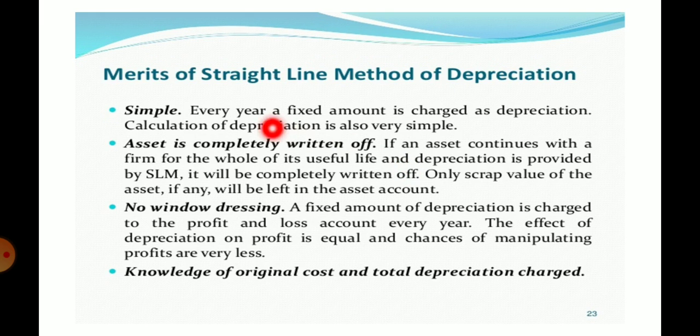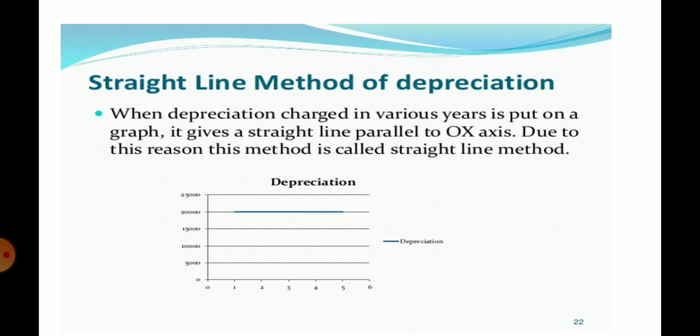What are the merits of the straight line method? It is very simple. Quick calculations can be made. The asset is completely written off if it continues with the firm for the whole of its useful life. If depreciation is provided by SLM, that is the straight line method, it will be completely written off. Only the scrap value of the asset will remain. So this is very good. There is no window dressing in charging the profit and loss account. So it will be quite good. And knowledge of original cost and total depreciation charged is available.